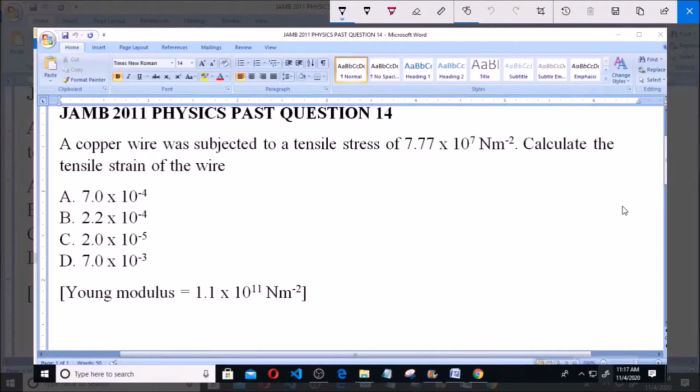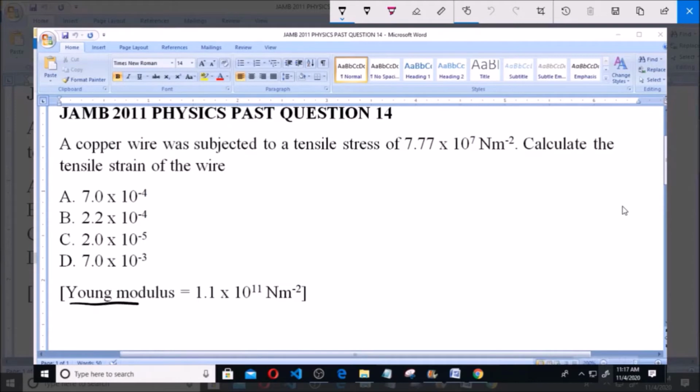Hello and welcome. I will be answering JAMB 2011 Physics Past Question 14. A copper wire was subjected to a tensile stress of 7.77 times 10 raised to power 7 Newton per meter square. Calculate the tensile strain of the wire. A. 7.0 times 10 raised to power minus 4. B. 2.2 times 10 raised to power minus 4. C. 2.0 times 10 raised to power minus 5. D. 7.0 times 10 raised to power minus 3.